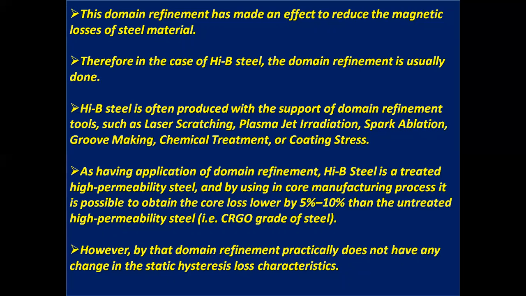HIB steel is a treated high permeability steel, and by using it in the core manufacturing process, it is possible to obtain core loss lower by 5% to 10% than the untreated high permeability steel, that is CRGO grade of steel. However, domain refinement practically does not have any change in the static hysteresis loss characteristics.